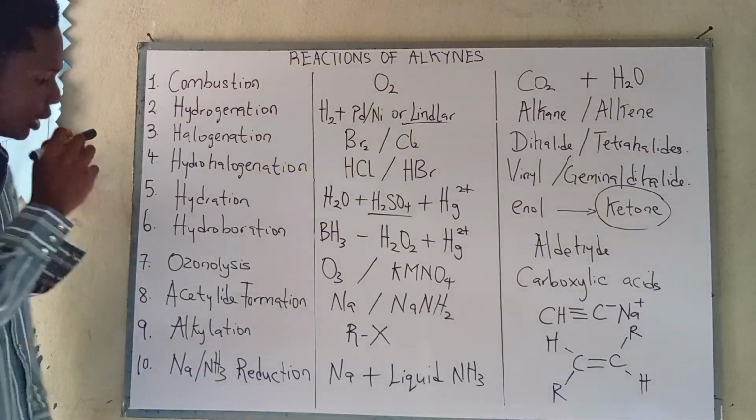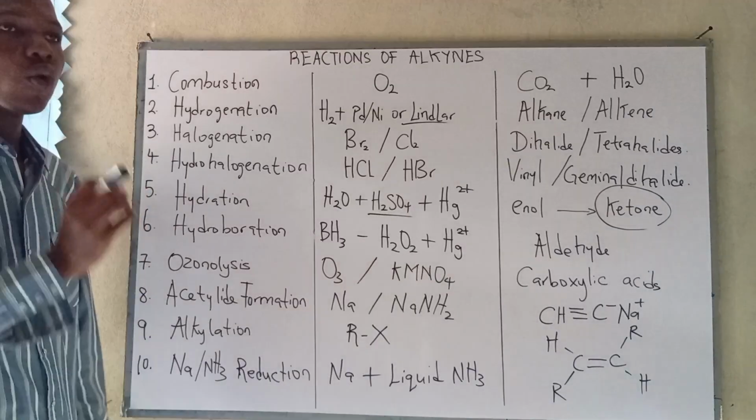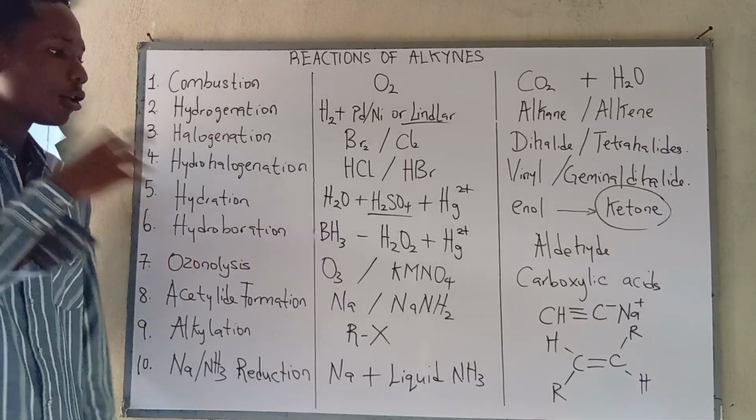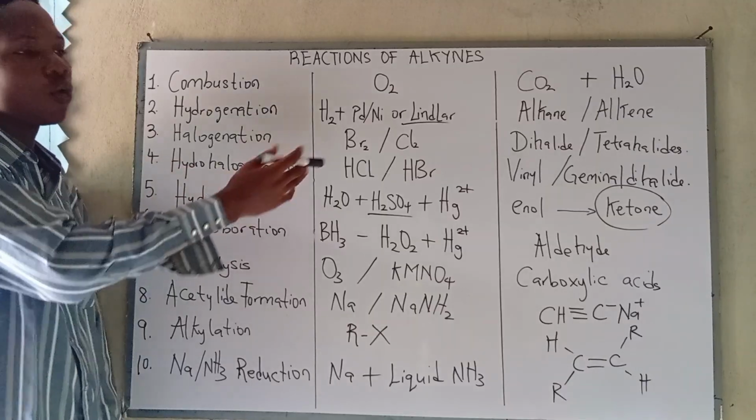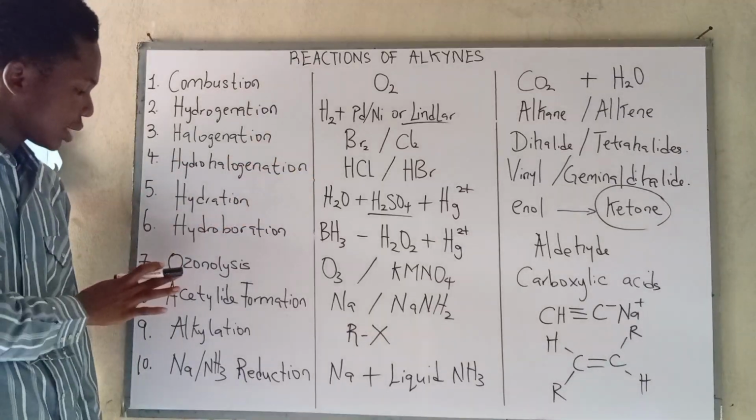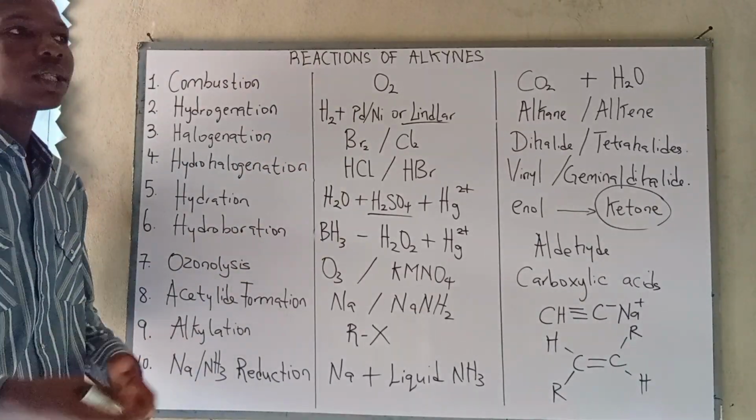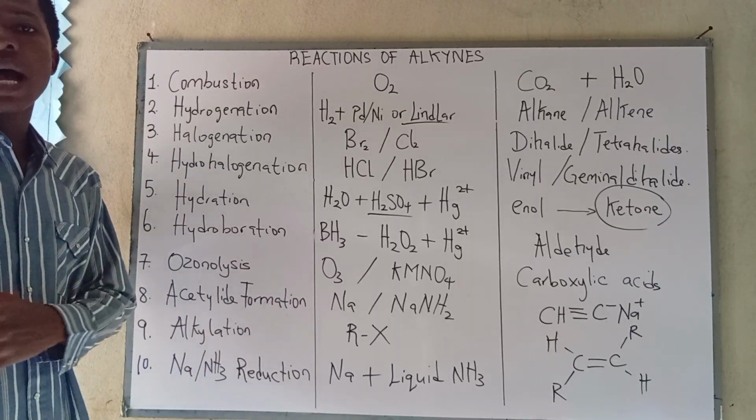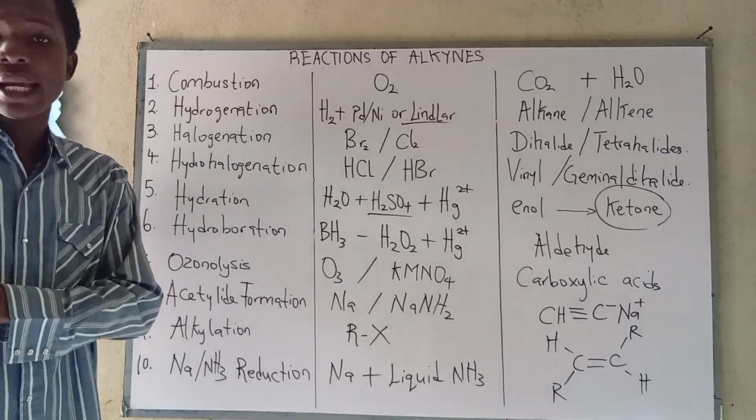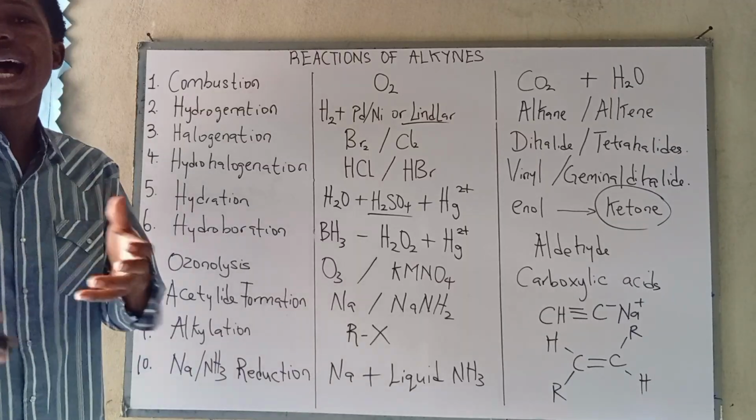Now looking at number 6, hydroboration. This reaction obeys the anti-Markovnikov rule, as this number 4 here, hydrohalogenation, obeys the Markovnikov rule. This one is anti-Markovnikov, this is Markovnikov rule. Now, what is Markovnikov rule? This is the reaction between an alkene and hydrogen halide to give us an alkyl halide, also called haloalkanes.